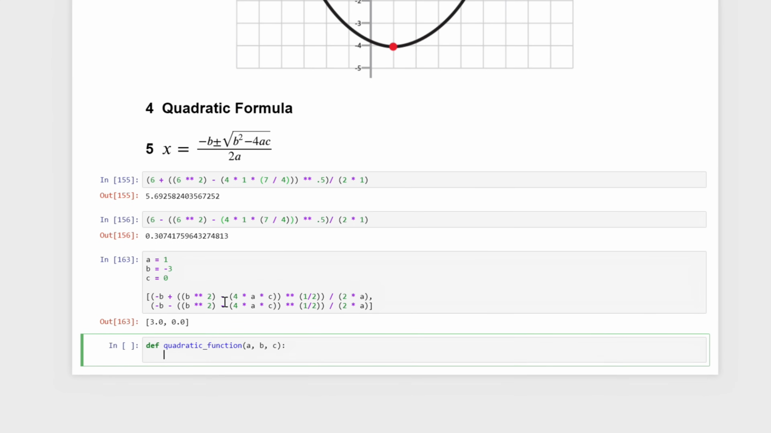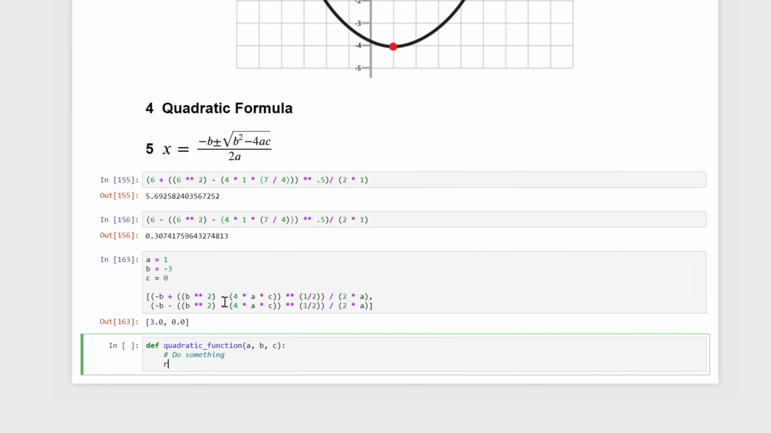Okay, if I press enter, it's going to tab for me, which is basically where we're going to write our code in this function. So I'm going to do something inside of this function. So I'm going to write this do something, and then I'm going to return some value. And when I return that value, we're going to see what that does.